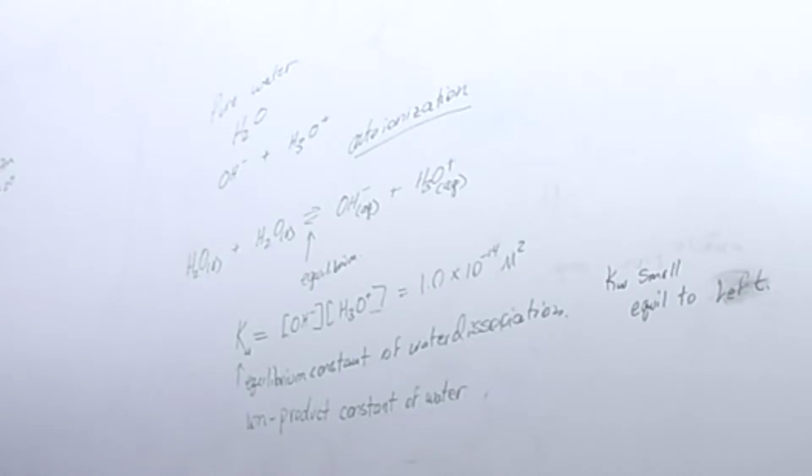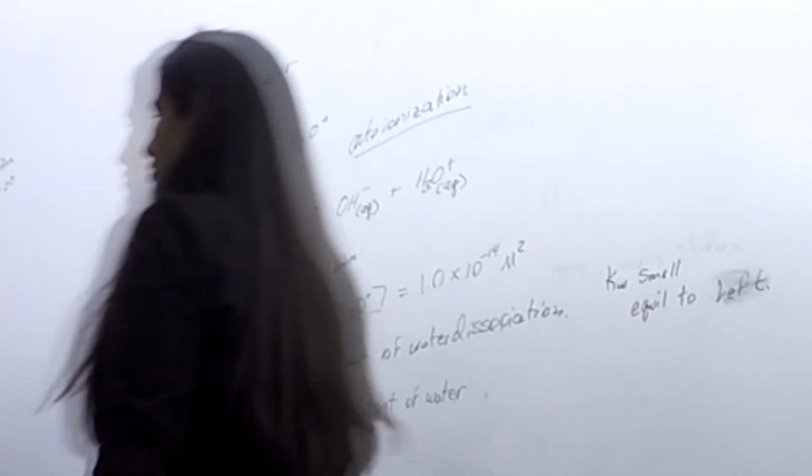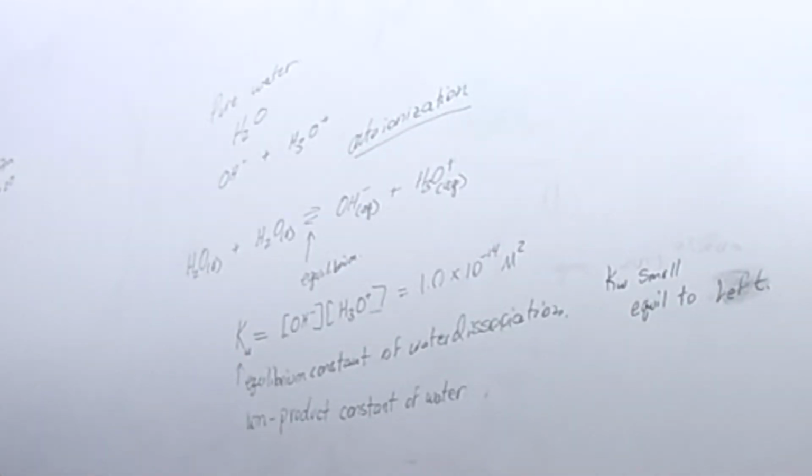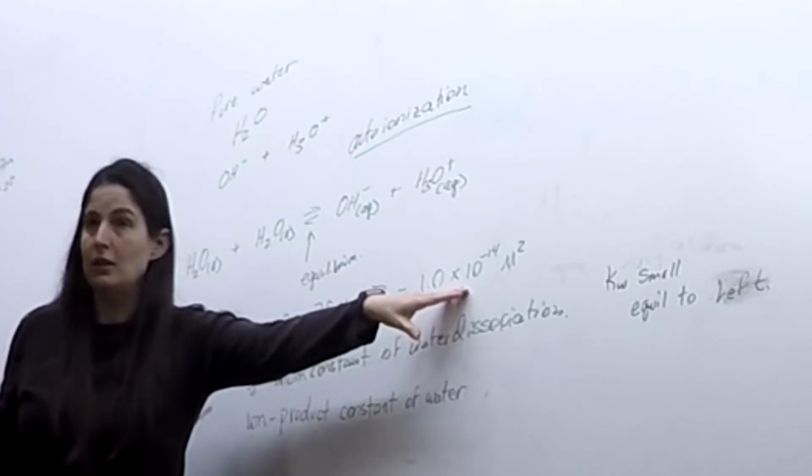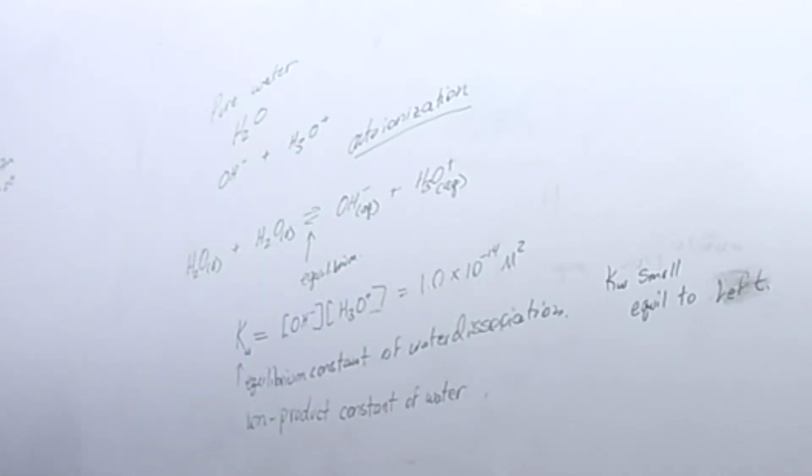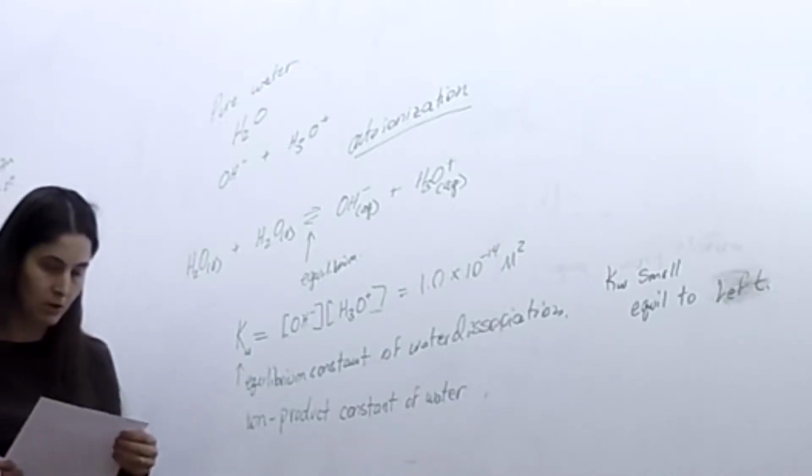Okay, so remember this right here because it is going to become important for some of our calculations later. So do remember that the ion product constant of water is 1 times 10 to the minus 14 M squared.